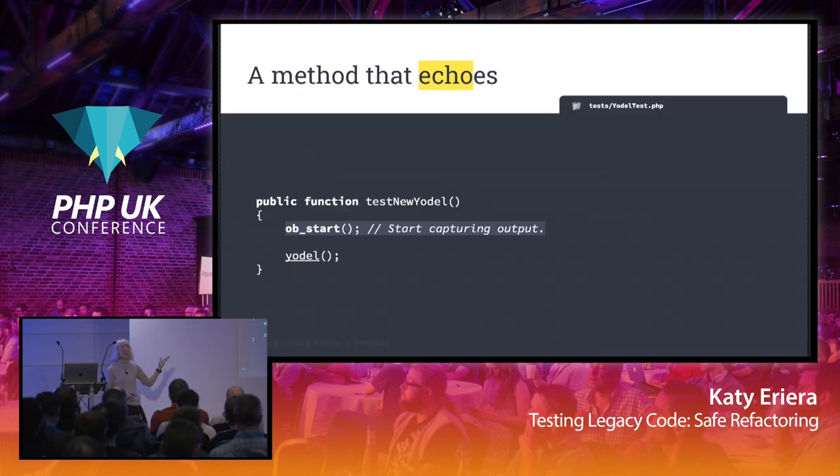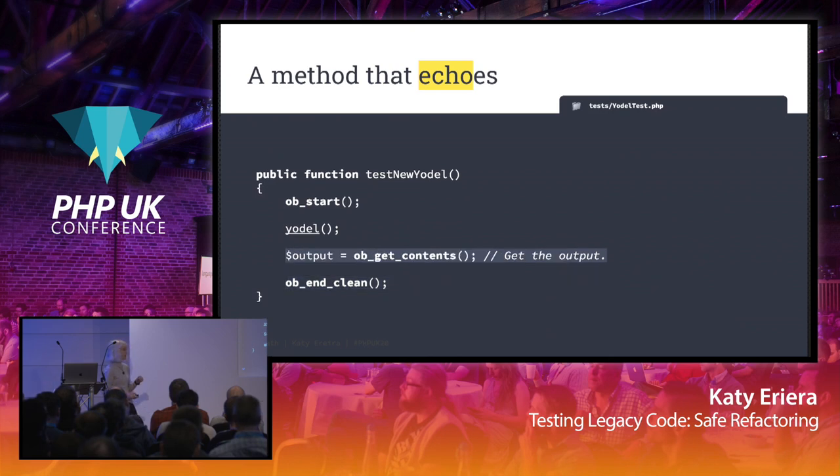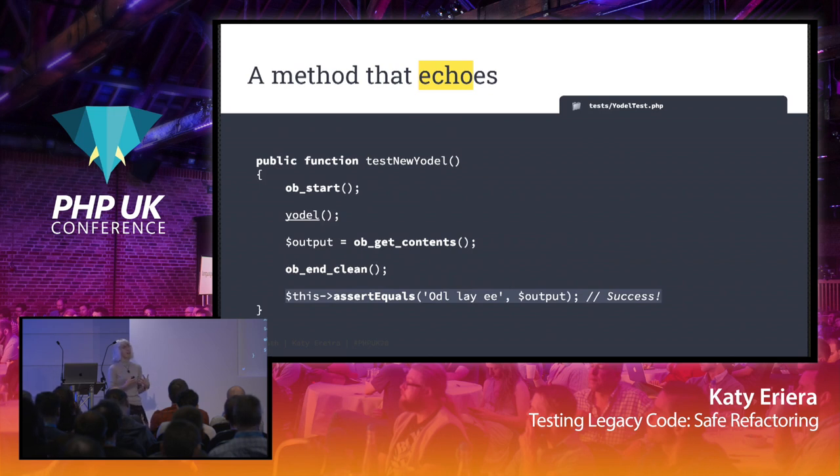PHP has the output buffer, which we can start up using ob_start. Anything executed after this point, anything that is printed or echoed, will be captured by the output buffer. And then we can sandwich it with ob_end_clean, which says, okay, we're not interested in anything that's outputted after this point. To get the contents of our output buffer, we're going to use ob_get_contents, and assign that to our variable output. Now we have something that we can actually assert on, because we've got a variable with some data in it. So we can use PHPUnit and say this assertEquals yodel output, and our tests pass.